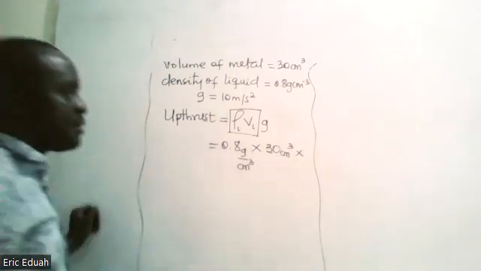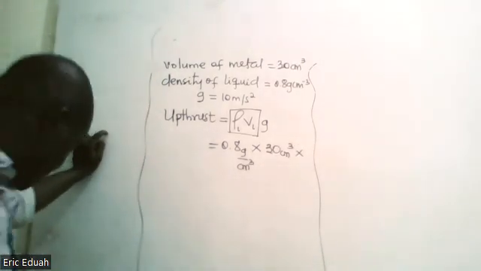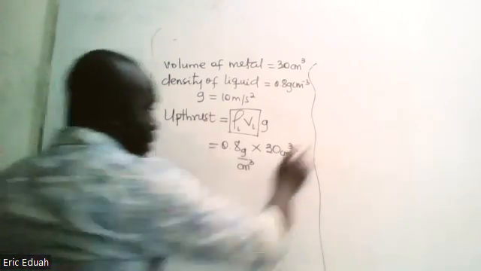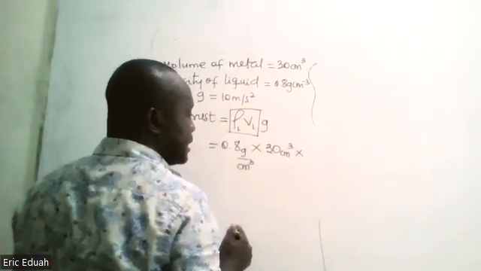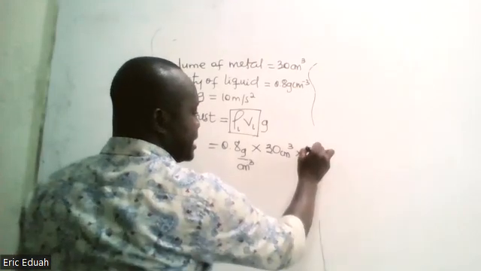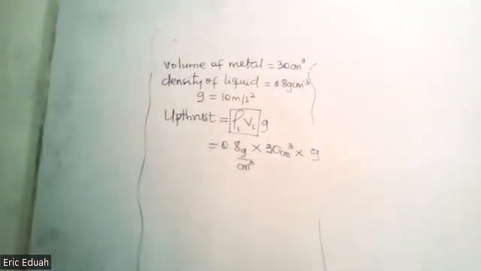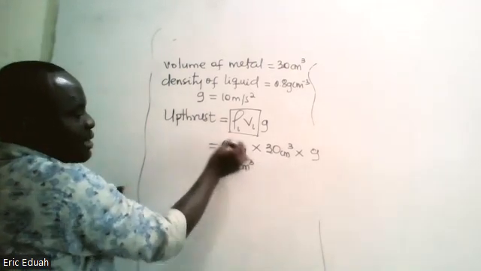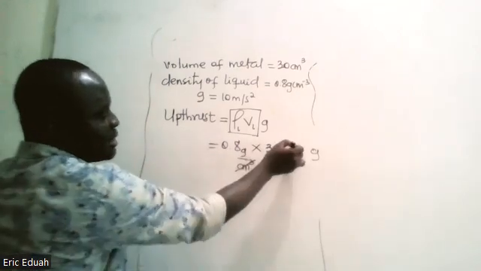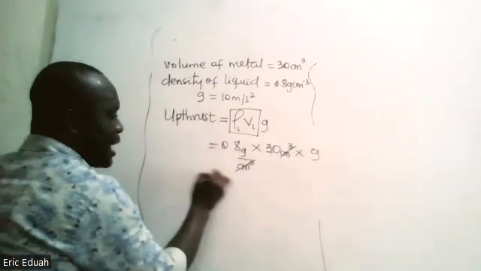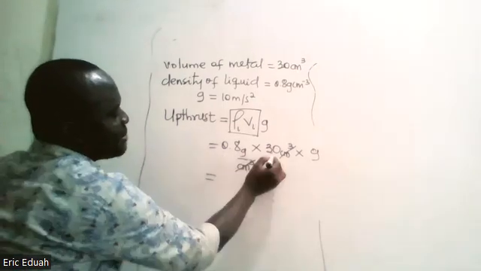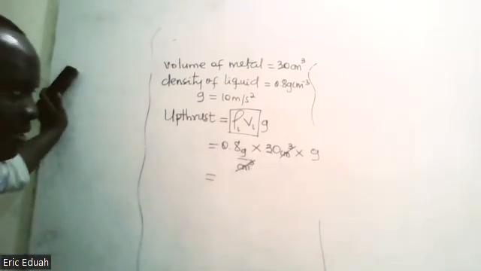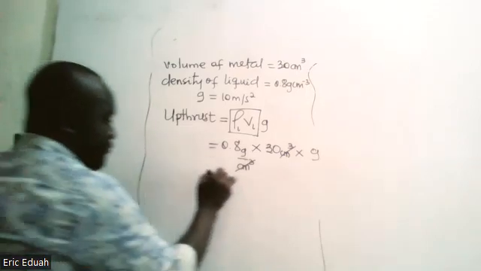Times 10. Okay, we shall see later. Let's maintain g. But look at something. Because this is multiplying this, cm cube would cancel out. So we have 0.8 times 30, which will give us 24.